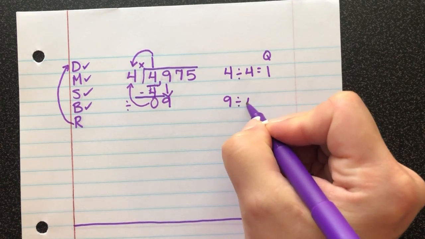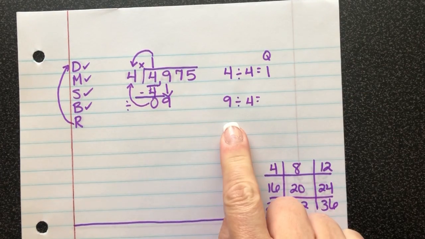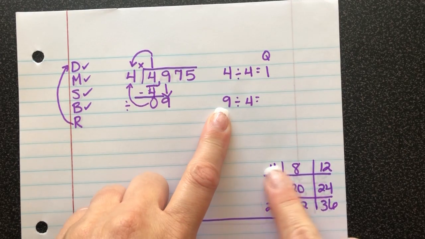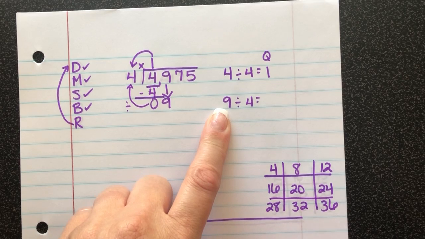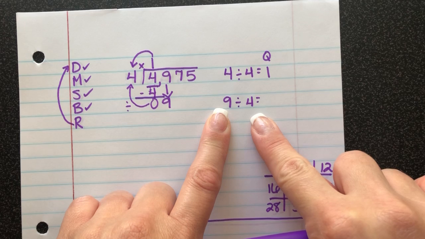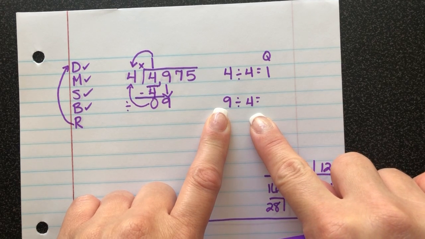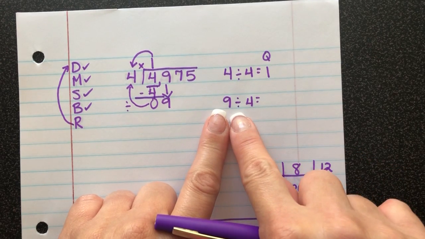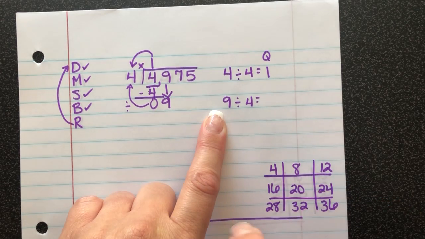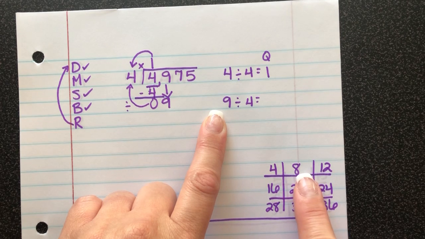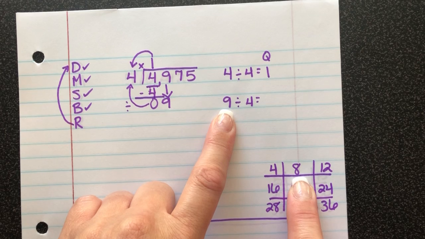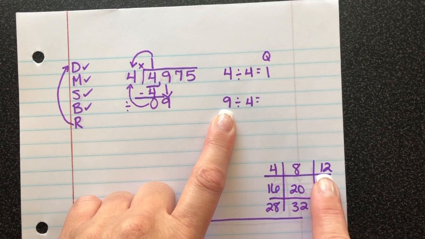9 by 4. So now here's what I'm going to do. I'm going to look at my multiples down here in my hashtag. I'm looking for the number 9. I don't see it there. And the reason that I don't see it there is because I can't divide 9 divided by 4 evenly. You'll get a remainder. But we need to get as close to that 9 as we can without going over, using our multiples of 4. So if I look at my multiples, 8 is as close as I can get to 9 without going over 9. 12 is too much.